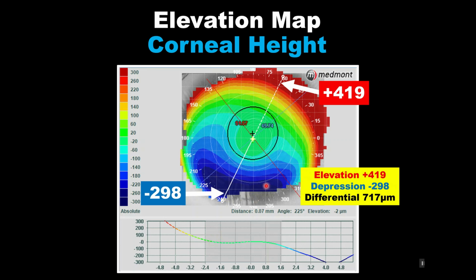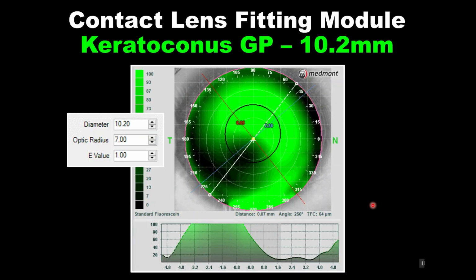Now, an important value is the difference between these two, from the most plus to the most minus. The difference in elevation swing, in this case 717 microns, tells you the patient's potential for a corneal GP to work versus is it so asymmetric that a scleral lens may be called for. Now, another thing that is useful is the contact lens software.